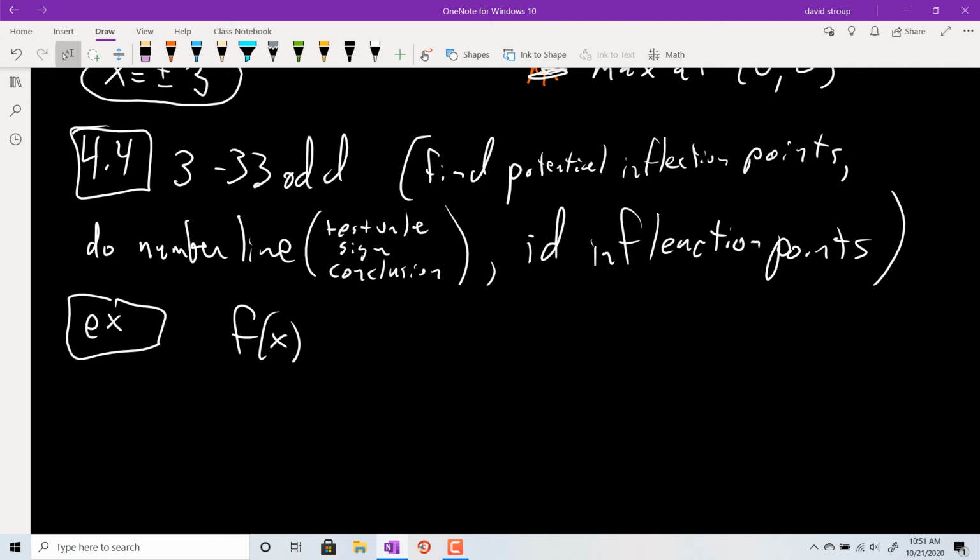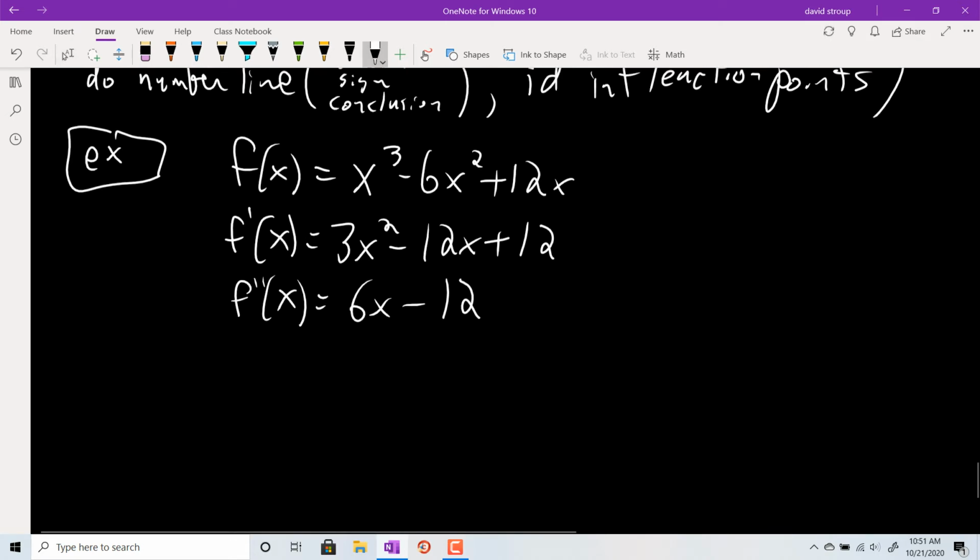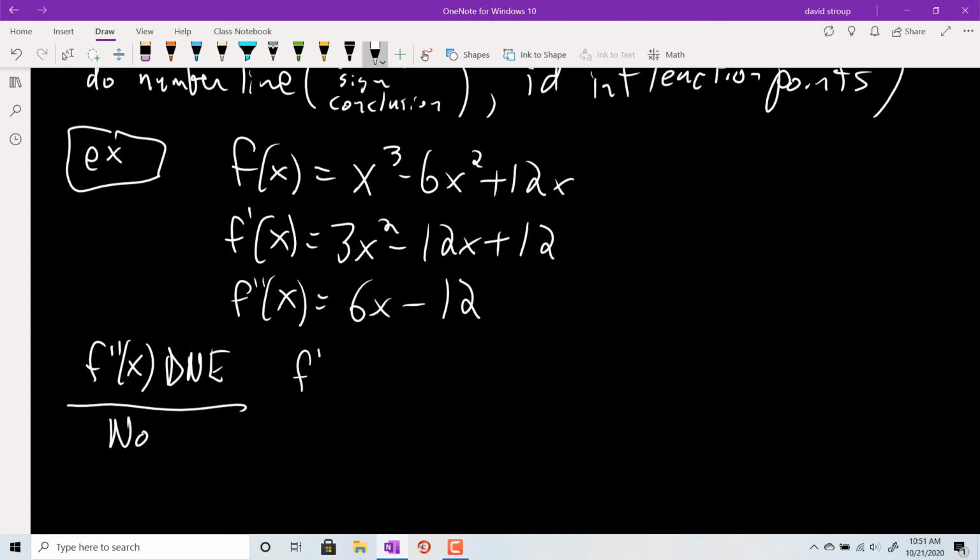So f of x equals x cubed minus 6x squared plus 12x. And now we're going after the second derivative. f prime is 3x squared minus 12x plus 12. f double prime of x then will be 6x minus 12. And now the process is just the same as with the first derivative. Find where the second derivative does not exist. That never happens here because it's a polynomial. And then find where the second derivative is equal to 0.